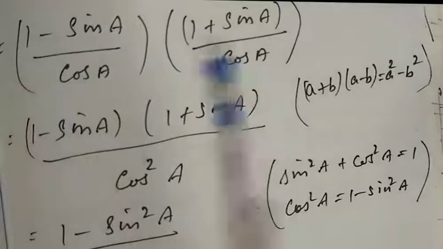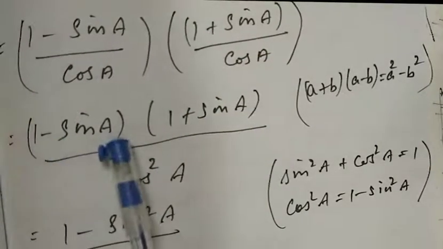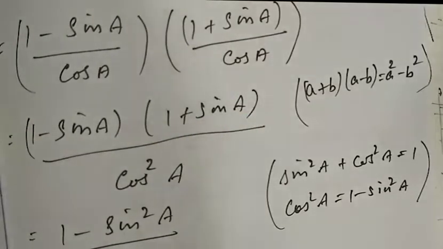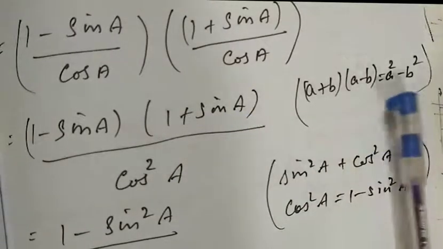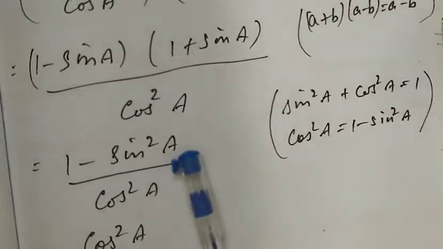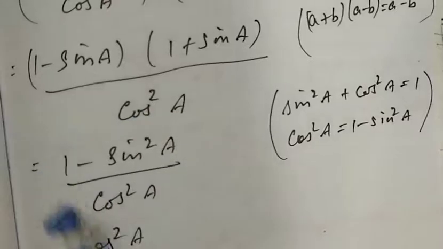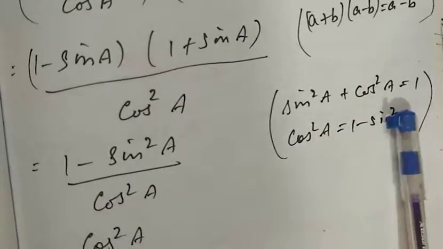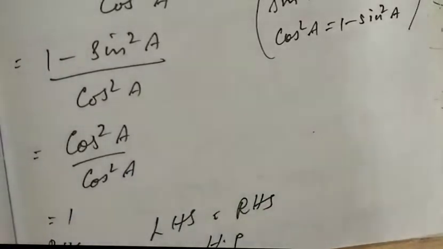Multiply the denominator. Cos squared A you will get. Then 1 minus sin A into 1 plus sin A. It is forming the identities A minus B into A plus B is equal to A squared minus B squared. So you will get 1 minus sin squared A upon cos squared A. And we know 1 minus sin squared A is equal to cos squared A. So write cos squared A upon cos squared A is equal to 1. That is RHS. Hence, prove. Clear?